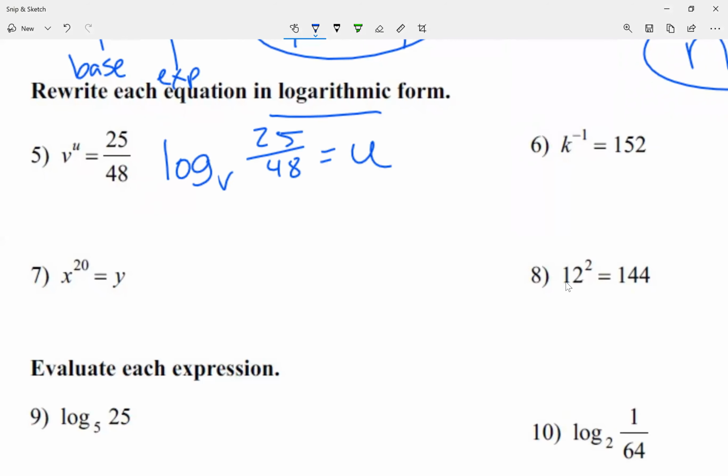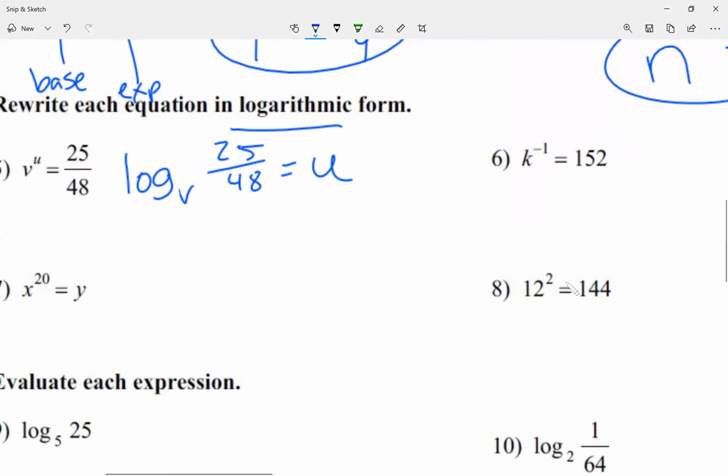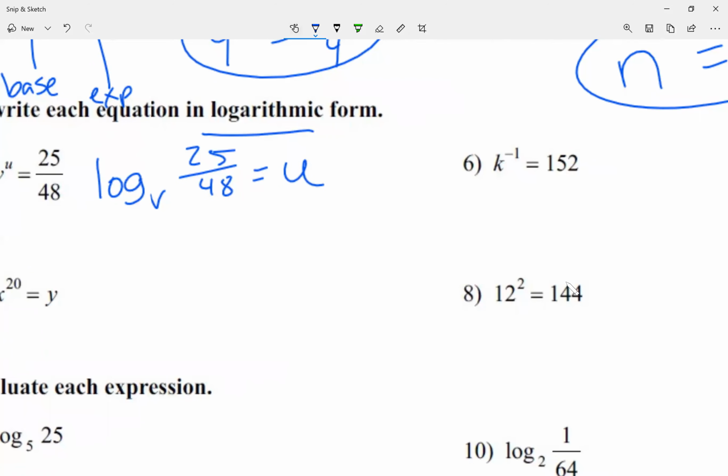Because remember, at the very end, I should have my exponent. Logarithms are created to solve for the exponent. So whatever I have after the equal sign is the exponent. My base was v, so I said log base v. All right, question number 6, I'm going to write this as log. The base in this case is k. So log base k of 152 is equal to -1.